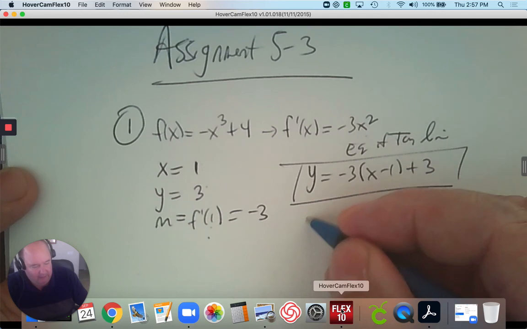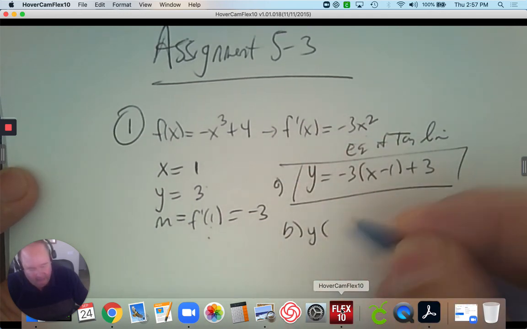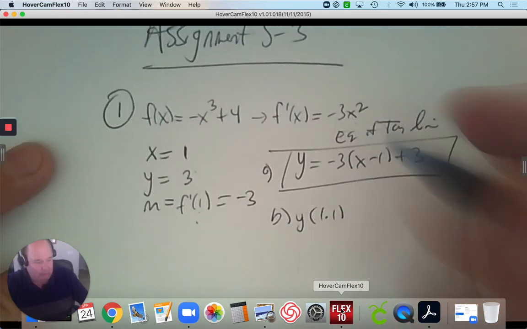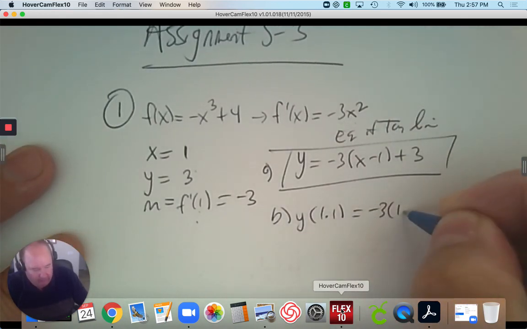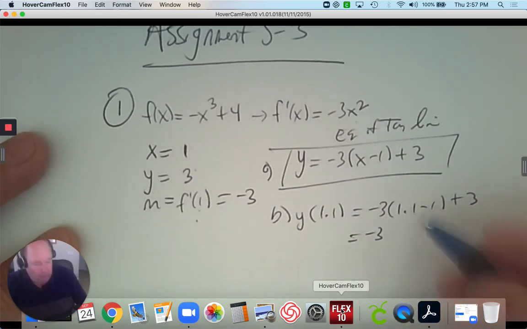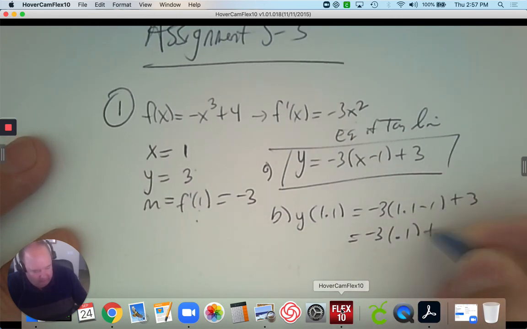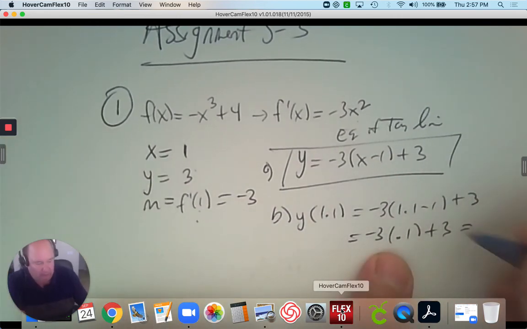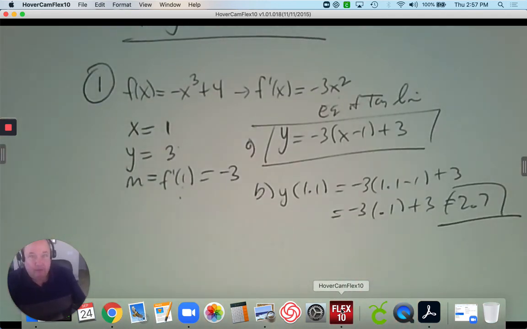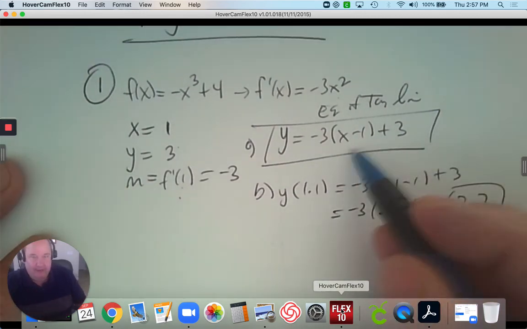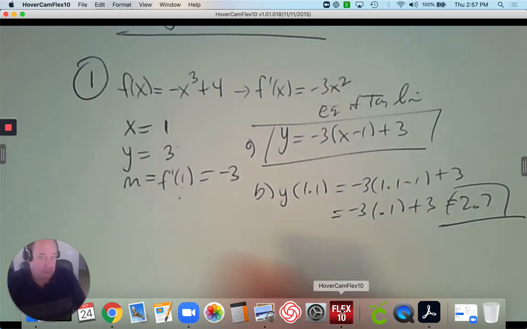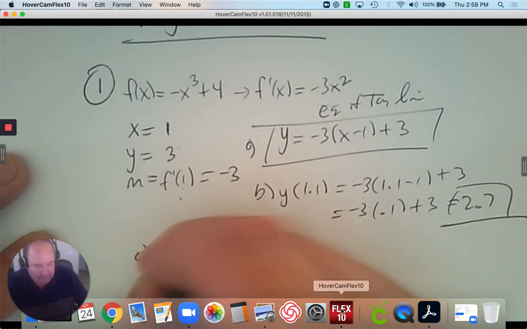Then in part B, it says use that to evaluate at 1.1. Where there's an x, plug in 1.1. So 1.1 take away 1 is just 0.1. This is negative 0.3, so this is 2.7. So the idea is you can use the tangent line as an estimate for a function value, if it's close to that point.